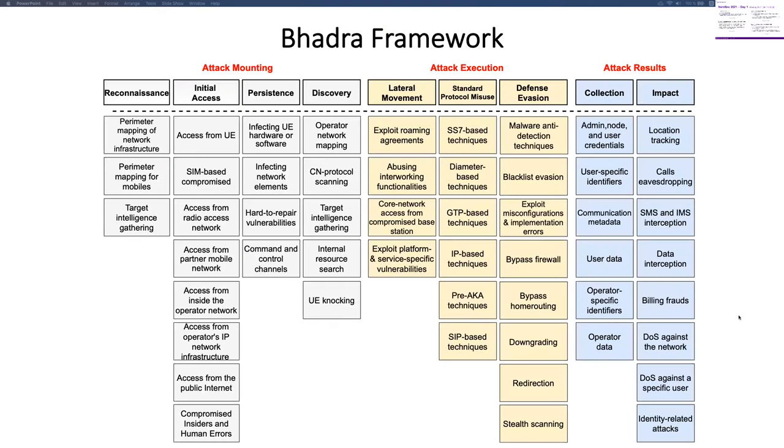And the BADRA framework is like MITRE ATT&CK, so we describe it as tactics and techniques. The tactics are mostly like MITRE ATT&CK as well, but we have the standard protocols misuse stage, which we wanted to highlight as the telco-specific threats.